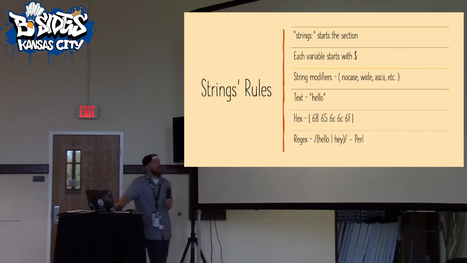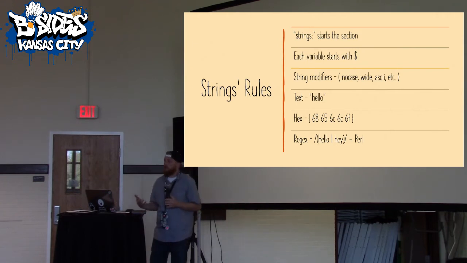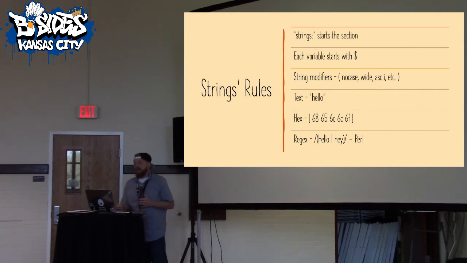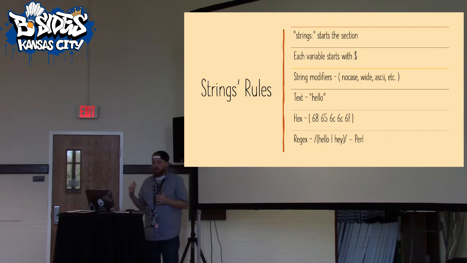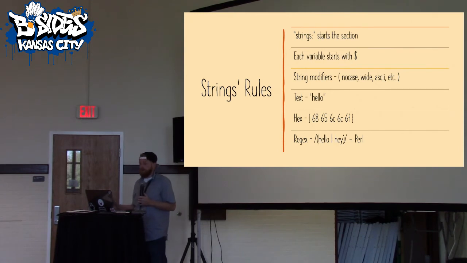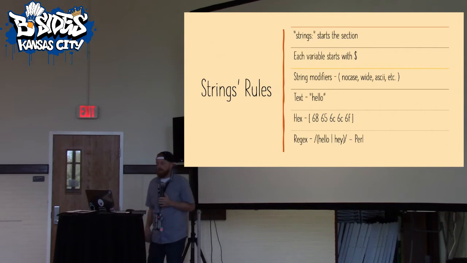Now strings, like I said, these are going to be the pattern matching, the patterns that you're going to be matching on, and you need to construct them in a certain way. Each variable starts with a dollar sign. That's how it knows that it's looking for a variable. You can have string modifiers, which we'll talk about in a bit: nocase, wide, and ASCII. Nocase makes it case insensitive. Wide looks for UTF-16 characters, and ASCII just looks for ASCII characters.